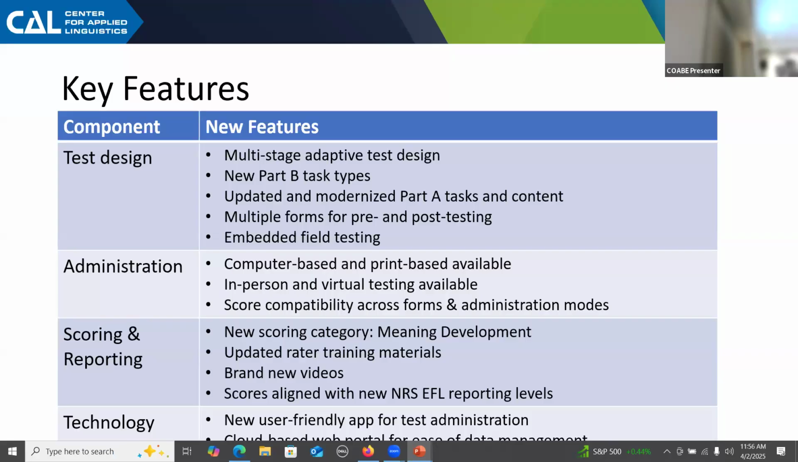Scoring and reporting: there's a new rubric category that aligns with the Part B items, and that is meaning development. Updated rater training materials, there are brand new videos, and the scores are aligned with the new NRS EFL reporting levels. There's a new user-friendly app for test administration, especially if you compare to the old one, and a cloud-based web portal for ease of data management. So that's what we just talked about.